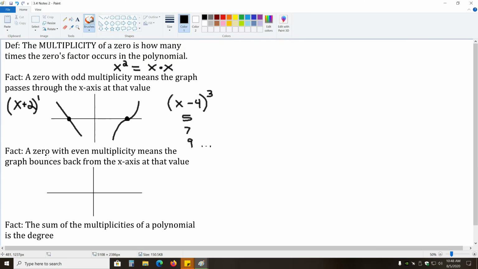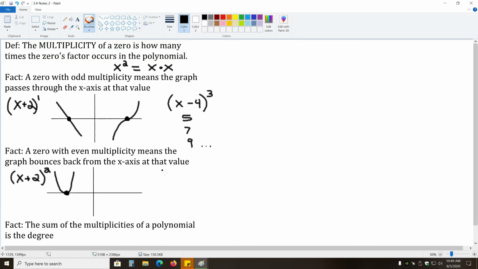From here, a 0 with even multiplicity means the graph bounces back from the x-axis at that value. So let's say, again, if we had x plus 2, but we now had it to the second power. So at this x-intercept, let's say the graph is approaching from the left like this, it would hit the x-intercept and bounce back, similar to a parabola shape.